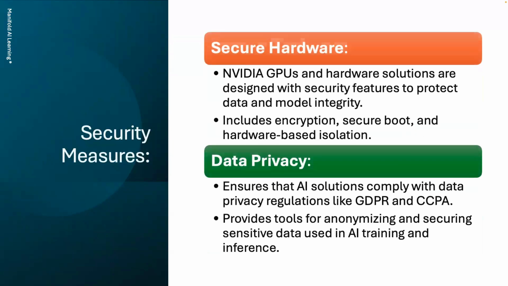If you take a look into the security measure, so NVIDIA GPUs and hardware solution, this is just very high level. So for completion, I've added it. Some of the general things that are followed in the NVIDIA GPUs and hardware solutions are encryption, secure boot, and hardware-based isolation. And coming to the data privacy, NVIDIA ensures that the AI solutions comply with data privacy regulation like GDPR and CCPA, and it provides various tools for anonymizing and securing the sensitive data, which is used in AI training and inference.